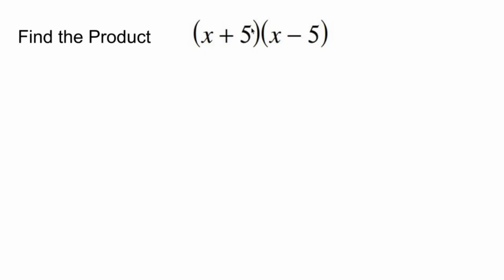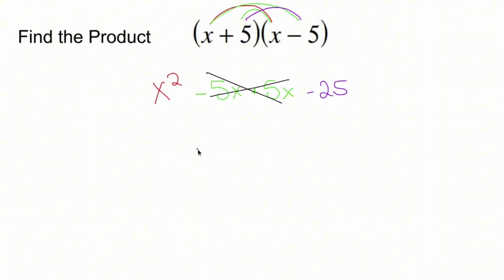Find the product of (x + 5) times (x - 5). Now this is a binomial times a binomial, so it is a FOIL problem, but this is a special type of FOIL problem, so let's see what happens. x times x is x squared, no big deal. x times negative 5 is negative 5x. 5 times x is positive 5x. And 5 times negative 5 is negative 25. Now what you're going to notice is the terms in the middle cancel out. And we're left with x squared minus 25.